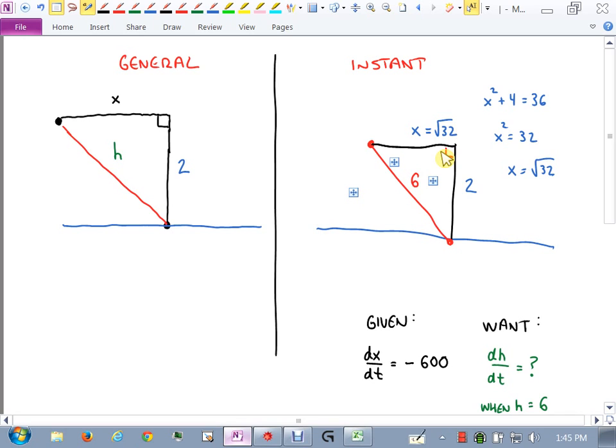We might have to. I mean, here the x is the length of that side of the triangle, right? That length is root 32. It's shrinking though at negative 600 miles per hour. That's how fast it's changing. But at that instant in time, that's how long the side is.